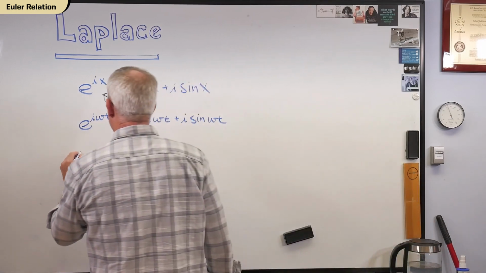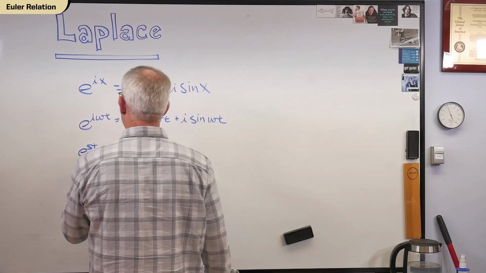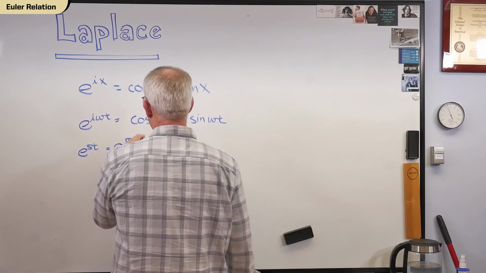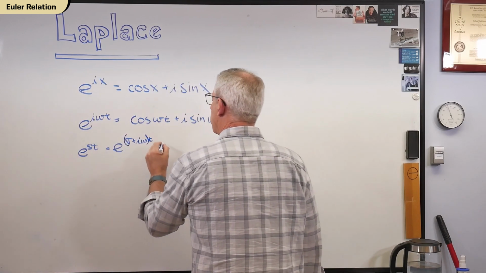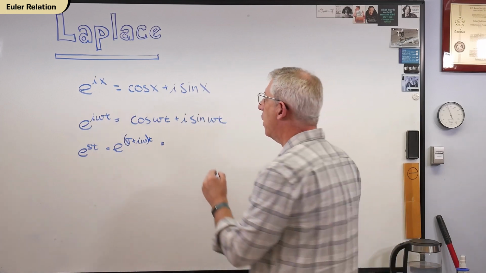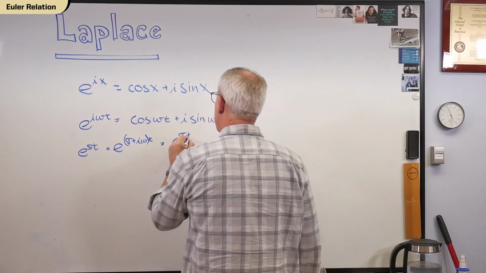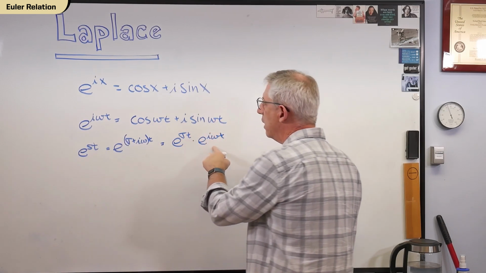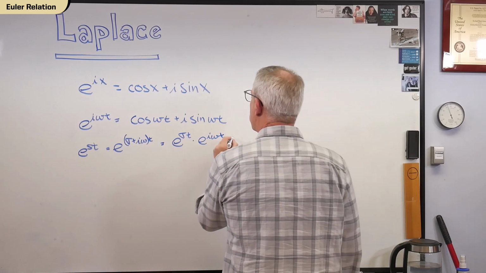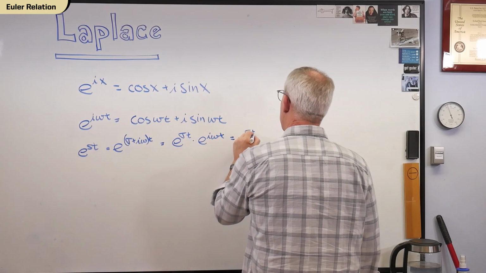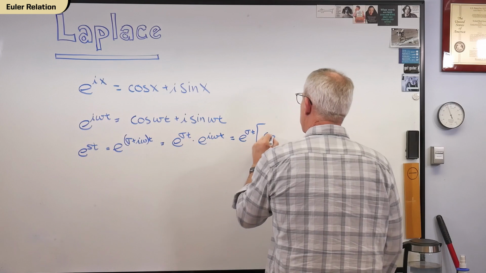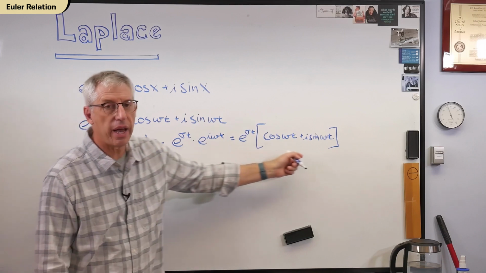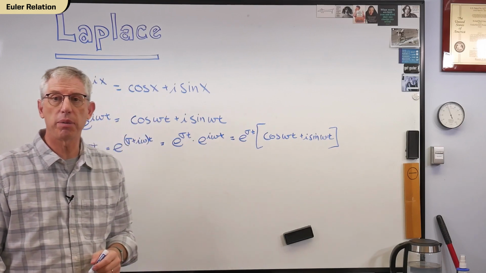Well, what happens when we write e to the st? Well, let's see, that's e to the sigma plus i omega t. All right, well, we can break that down into a product. That's e to the sigma t times e to the i omega t. Well, that's the kernel for a Fourier transform. So it's e to the sigma t times this. There, I'll get out of your way so you can see that. So you get the exact same function, but now you've got it multiplied by this exponential term.